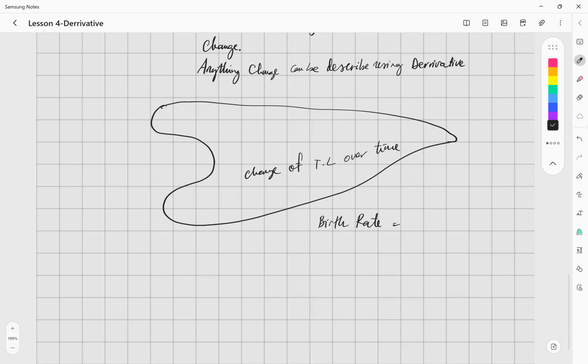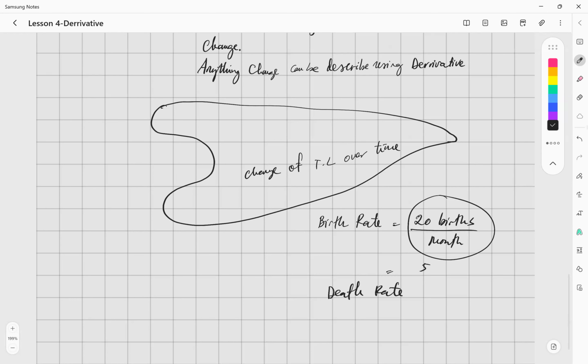Or you can say 20 births per month, or if you put it in a day, maybe 5 births in a day. That's the rate. Okay, and also you have to calculate the death rate, everything, because this is also changing, right?